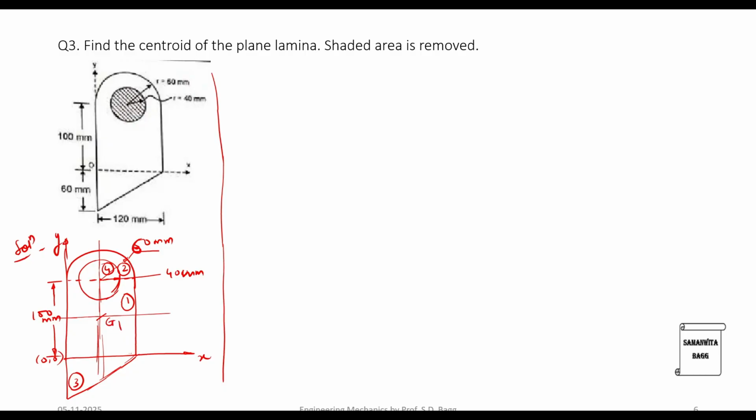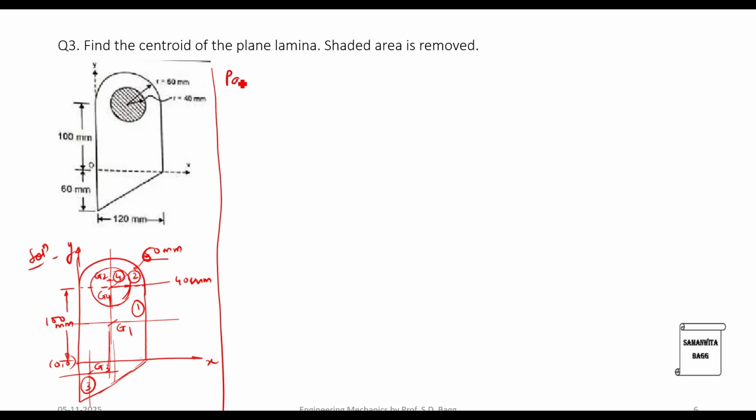So this is my G1. Second body is a semicircle, so here is where I am going to mark my G2. For the triangle, 1/3, this becomes my G3. And for the circle, the center itself will become the centroid. So it is G4. So now let's make the table.